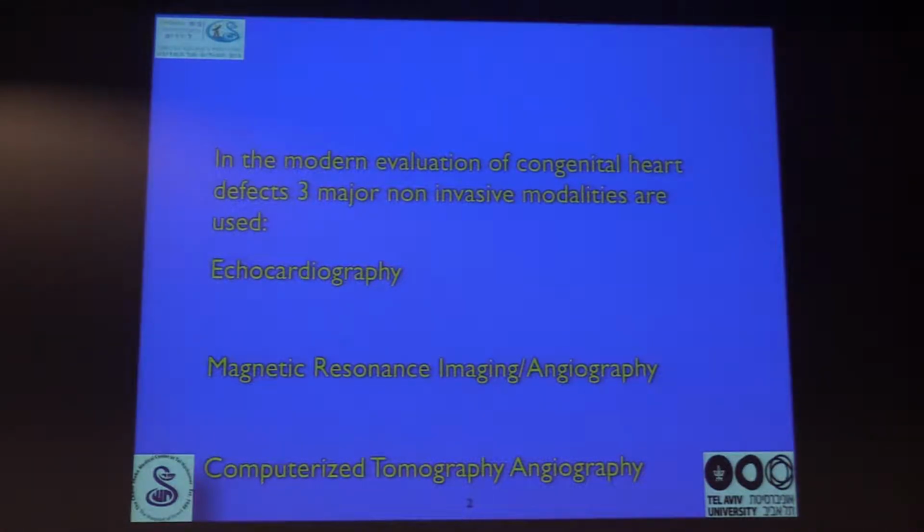In the modern evaluation of congenital heart defects, three major non-invasive modalities are used: echocardiography, MRI, and CT angio. Echocardiography is the main tool in cardiology. It is cheap, available, and without radiation. It gives us the option to see the intracardiac anatomy well, with high spatial resolution and good temporal resolution. Although this is an advantage, this modality has limitations, which CT and MRI come to solve.